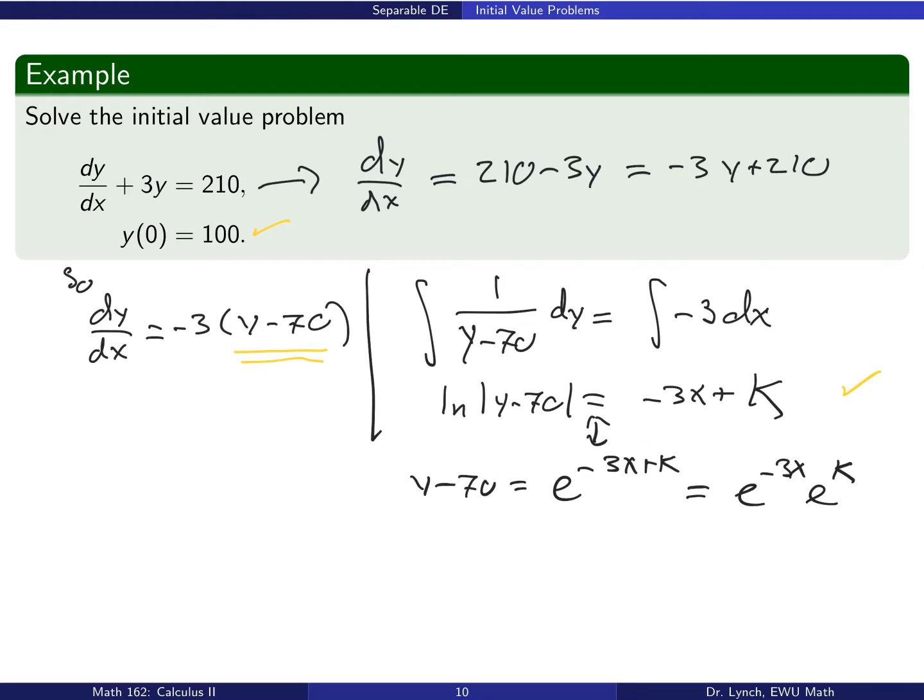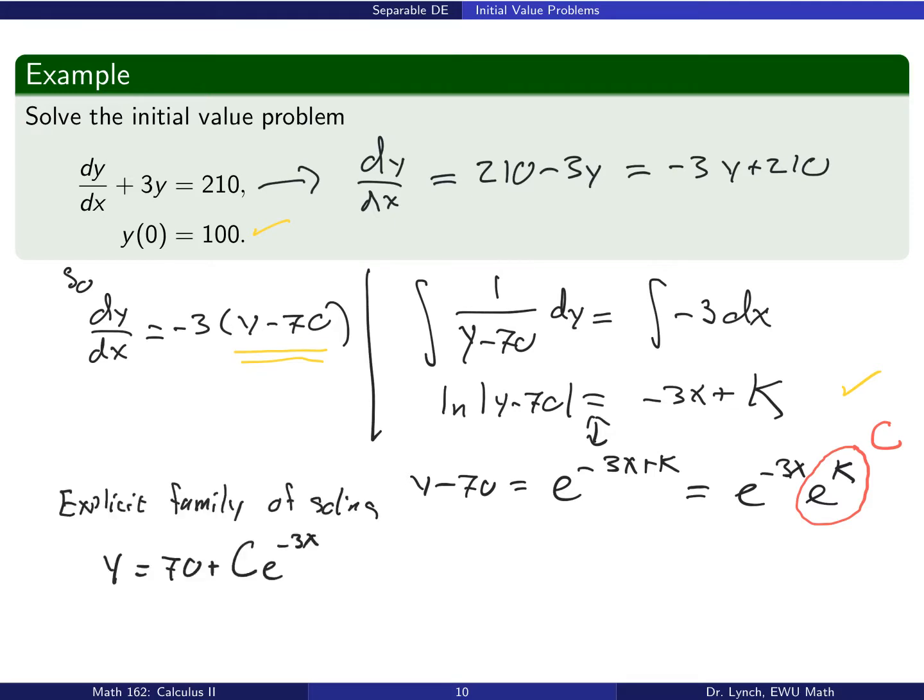Using that inverse relationship between the logarithm and the exponential, we see that y minus 70 has to be equal to e to the minus 3x times e to the k. And of course, when k is a constant, e to the k is also a constant. So I'm just going to call that constant c. So here is our explicit family of solutions, y equals 70 plus c times e to the minus 3x.